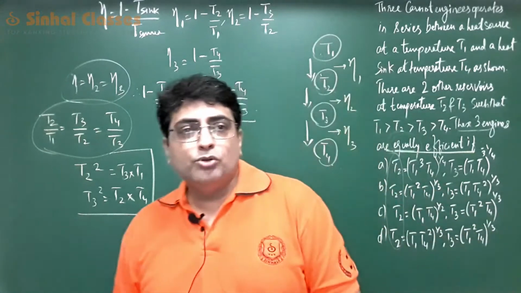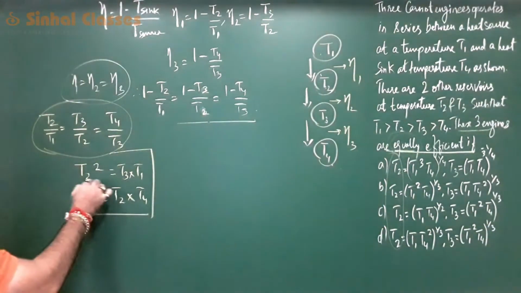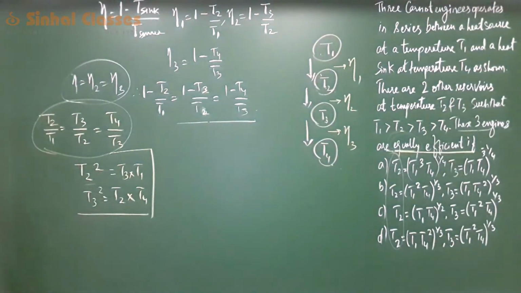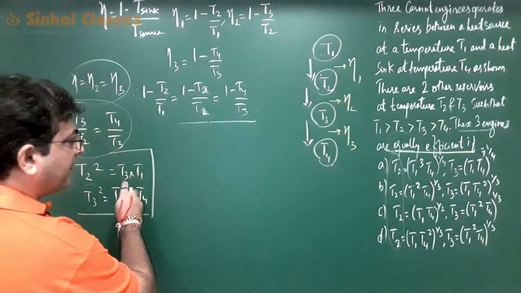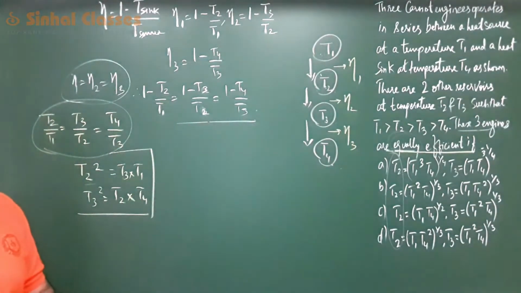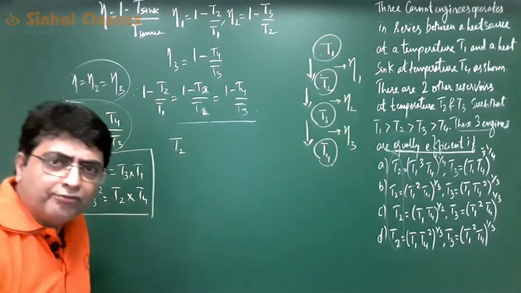Now suppose I go for the same expression, what do I consider, students? If I get this particular expression, T2 square is equal to T3 into T1. Can I take this raised to the power of 4? Suppose I consider this, what exactly? So let us go for raised to the power of 4.